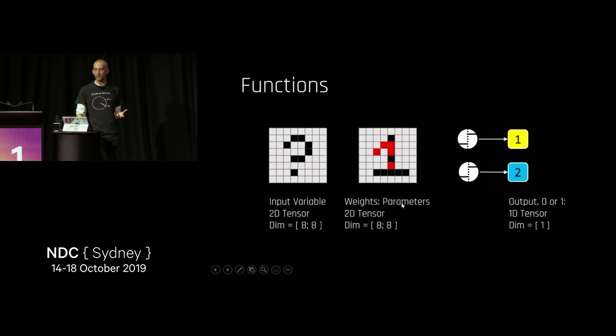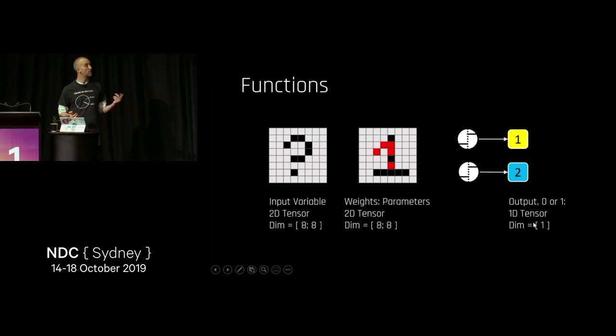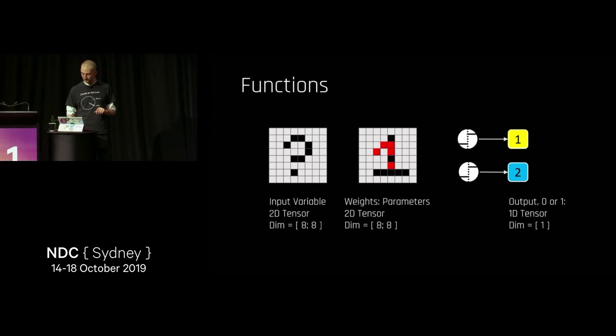I would have parameters, which are my weights. That's also a 2D tensor, 8 by 8. And my output is going to be a 1D tensor. It's a 0 or a 1, depending on whether I found a 1 or a 2.